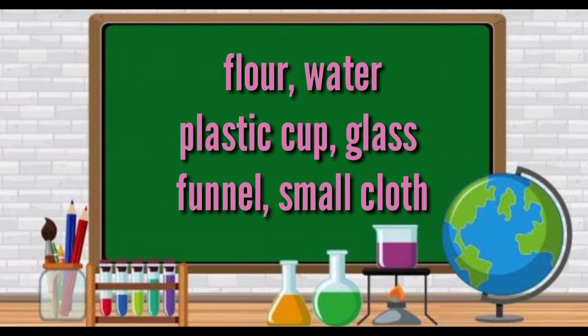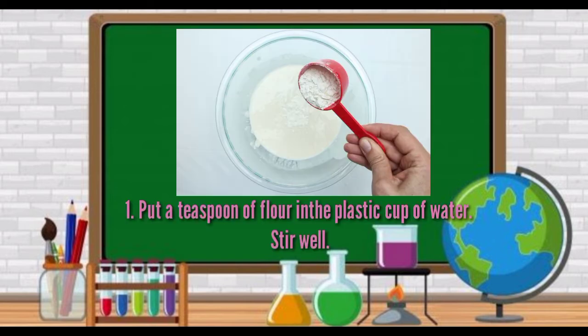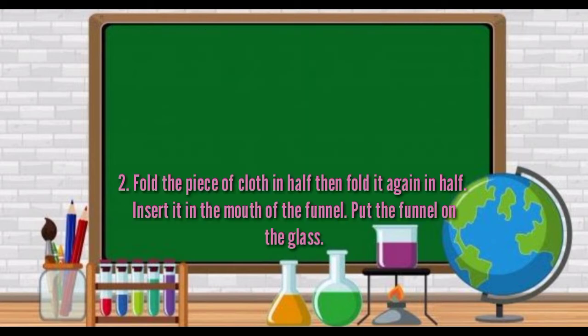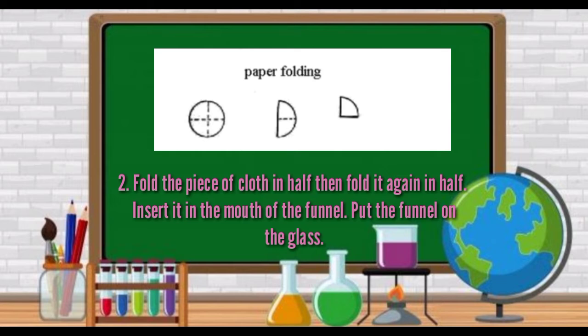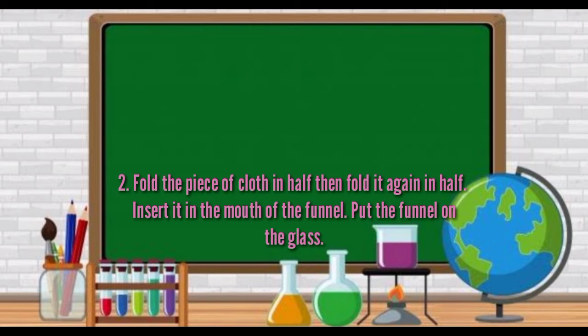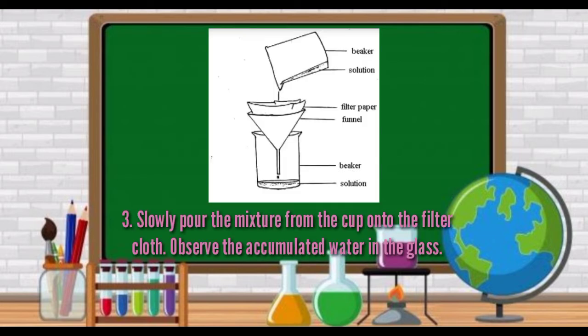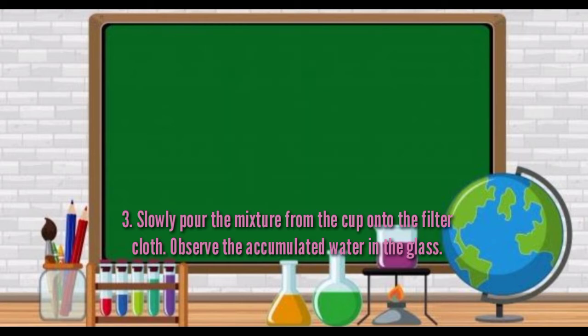You will need the following: flour, water, plastic cup, glass, funnel, and small cloth. Do the following. Number 1. Put a teaspoon of flour in a plastic cup of water. Stir well. Number 2. Fold the piece of cloth in half, then fold it again in half. Insert it in the mouth of the funnel. Put the funnel on the glass. Third, slowly pour the mixture from the cup onto the filter cloth. Observe the accumulated water in the glass.